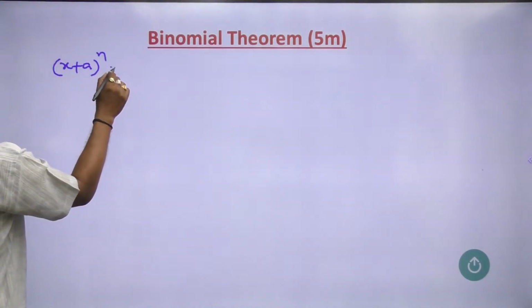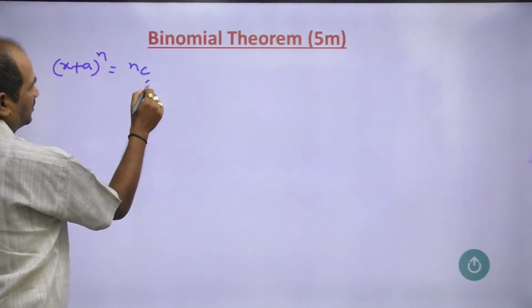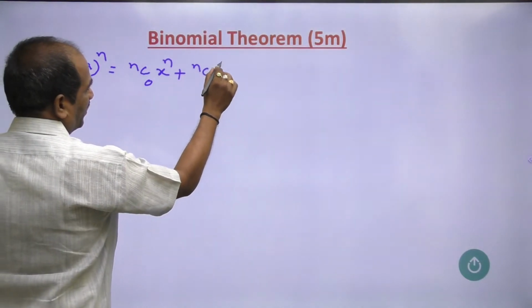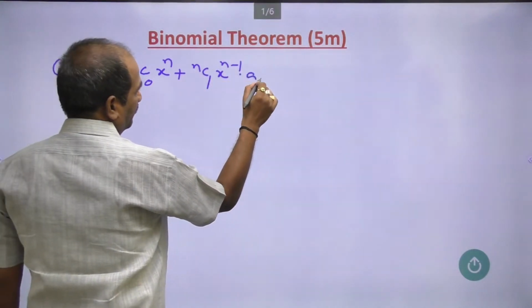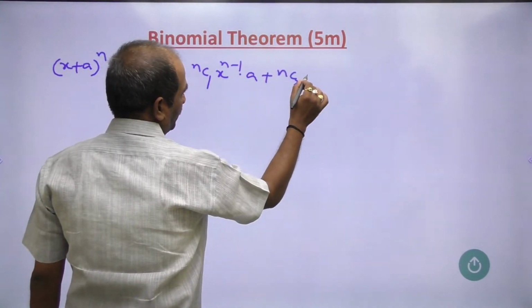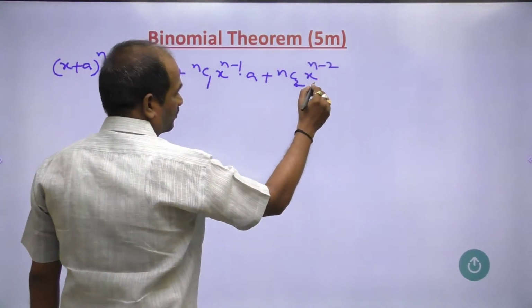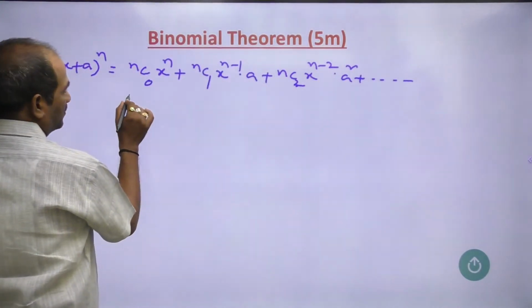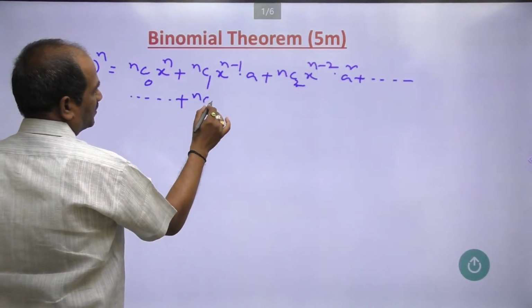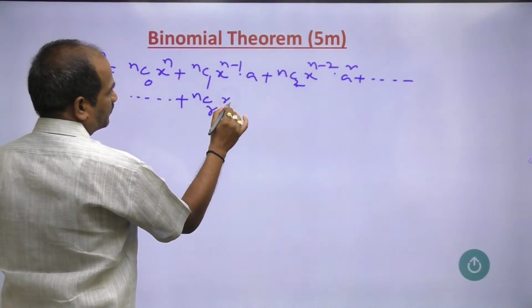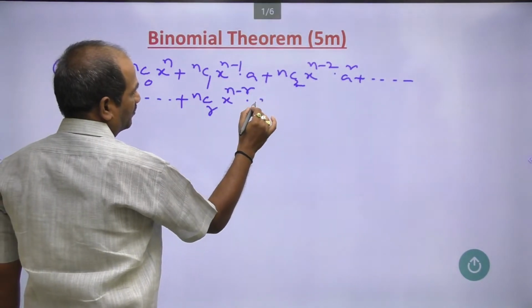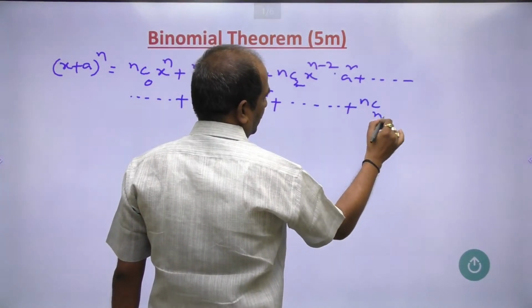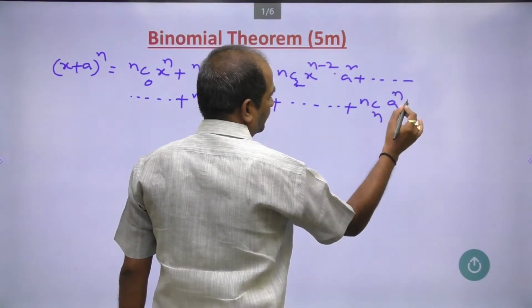(x + a)^n is equal to nC0 x^n plus nC1 x^(n-1) a plus nC2 x^(n-2) a^2, and so on, plus nCr x^(n-r) a^r, and so on, plus nCn a^n. This is the formula.